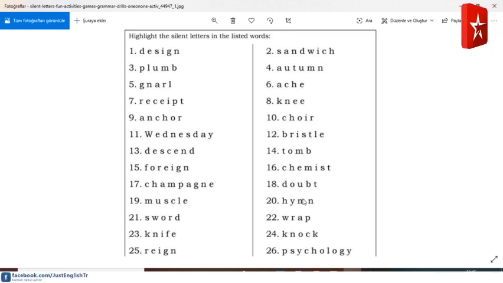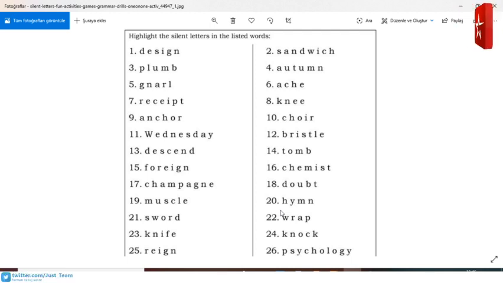And 20. Hymn. We say hymn, not him. H-Y-M-N. Which letter isn't pronounced? We don't pronounce N. Yes, N is the correct answer.